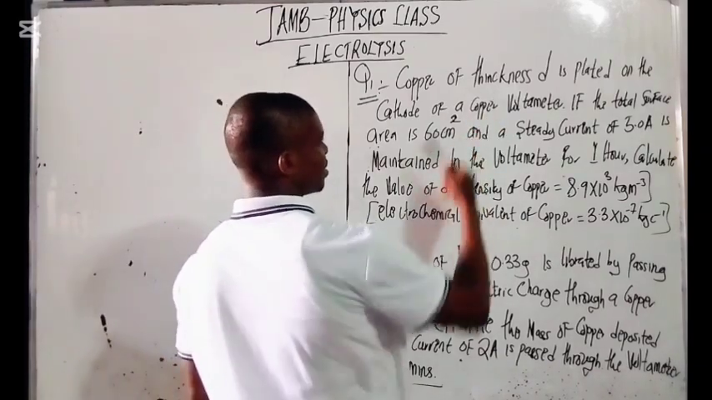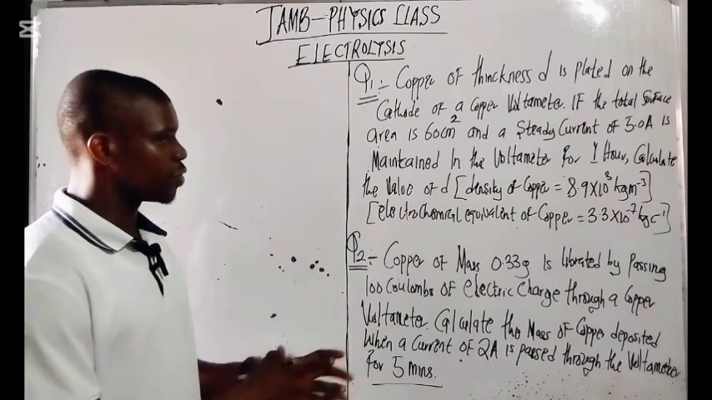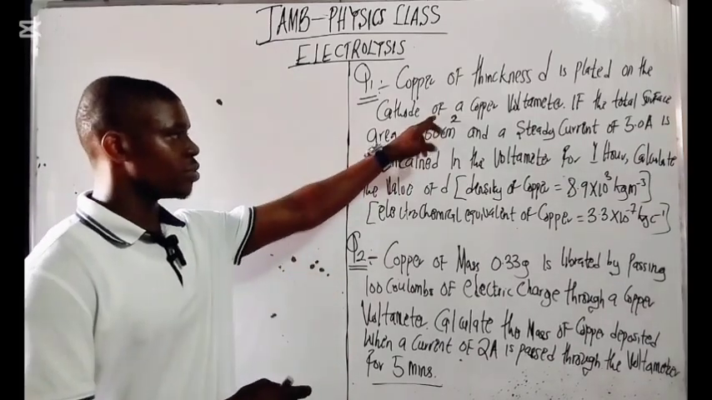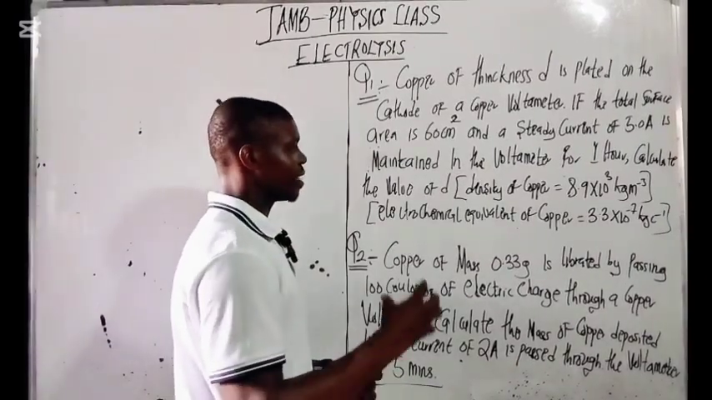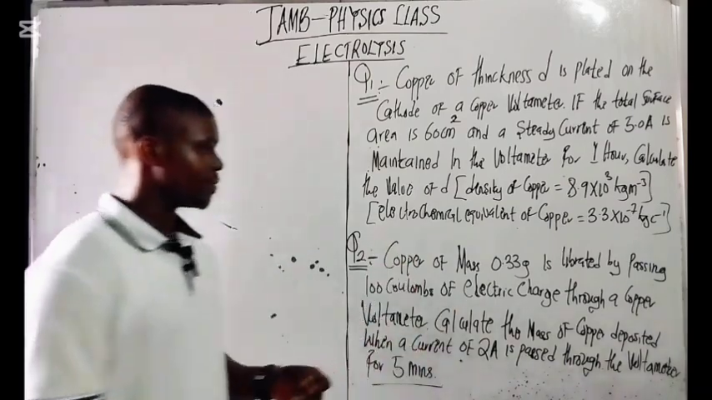Copper of thickness D is plated on the cathode of a copper voltmeter. If the total surface area is 60 cm3 and a steady current of 5.0 amperes is maintained in the voltmeter for 1 hour, calculate the value of D, right?